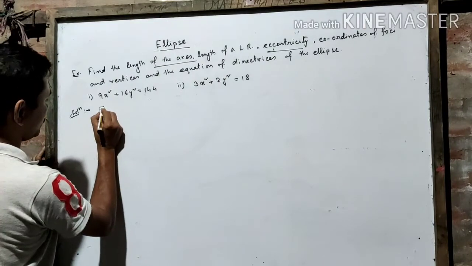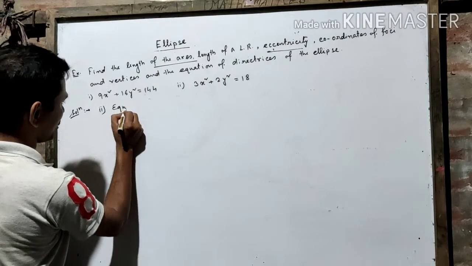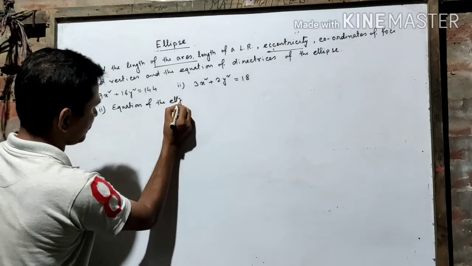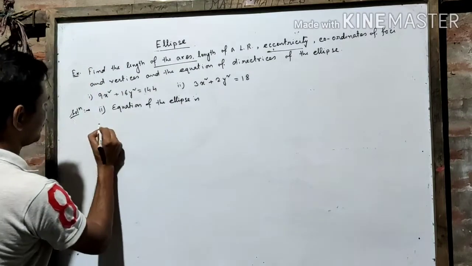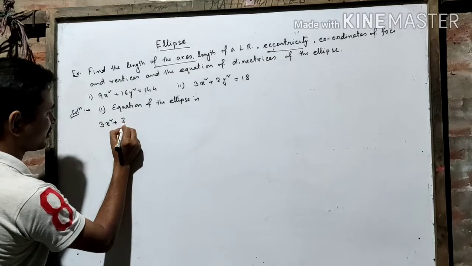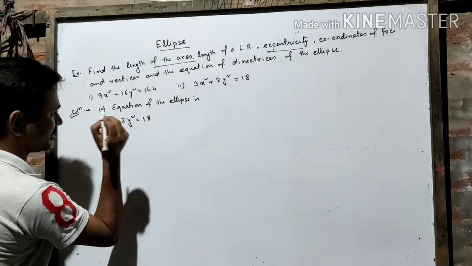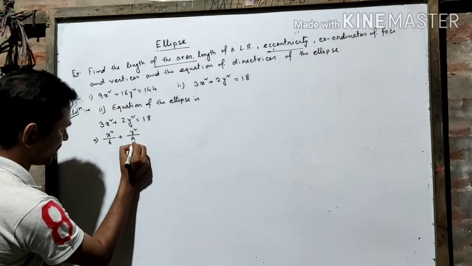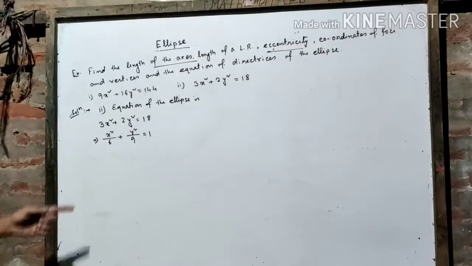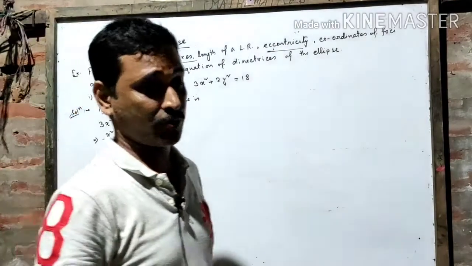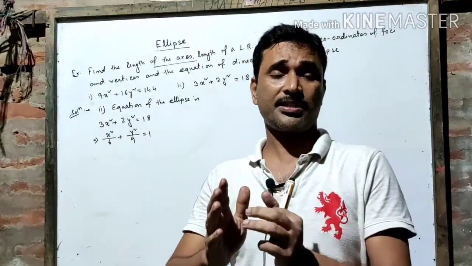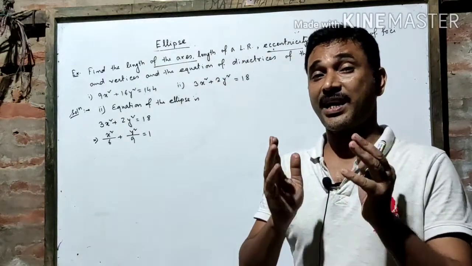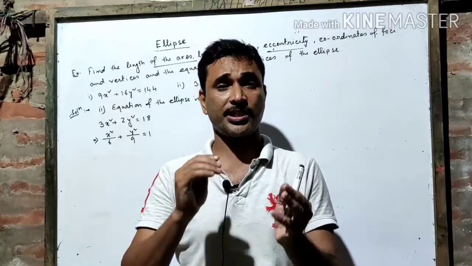Number 2, equation of the ellipse is 3x² + 2y² = 18. This implies x²/6 + y²/9 = 1, dividing by 18. Which one has the greater denominator? y square has the greater denominator. So which is the major axis? The y-axis is the major axis. This must strike in your brain. We have to set the equations and the coordinates according to that.